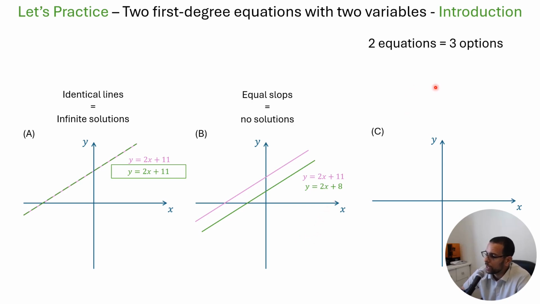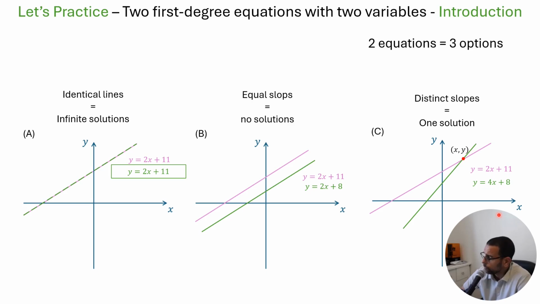But mostly we're going to have scenario C. In this scenario, we have two lines, and the two lines don't have the same slopes, which is great because when two lines don't have the same slope, they're not parallel, they're going to meet. We are going to have a solution.